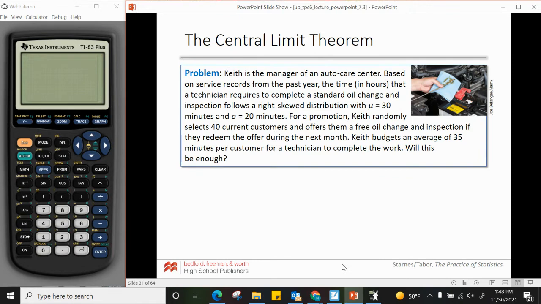So here's a problem with the central limit theorem. Keith is the manager of an auto care center. Based on service records from the past year, the time in minutes that a technician requires to complete a standard oil change and inspection follows a right skewed distribution with mu equals 30 minutes and sigma equals 20 minutes. For a promotion, Keith randomly selects 40 current customers and offers them a free oil change and inspection if they redeem that offer during the next month. Keith budgets an average of 35 minutes per customer for a technician to complete the work.